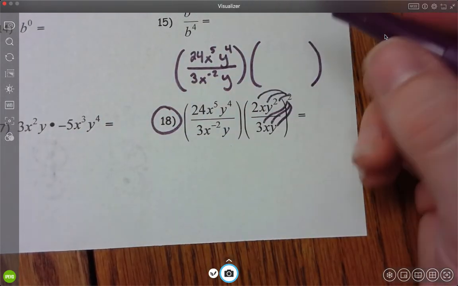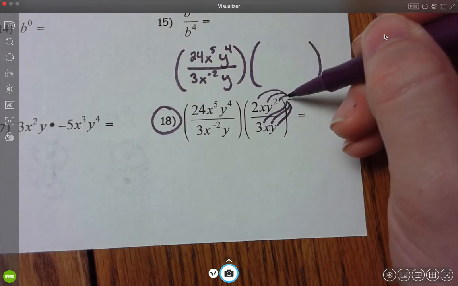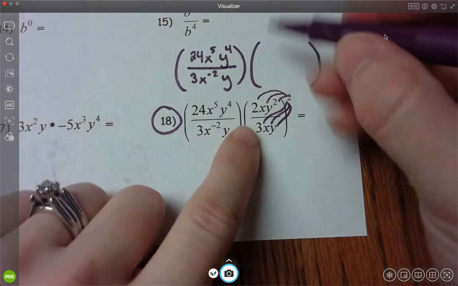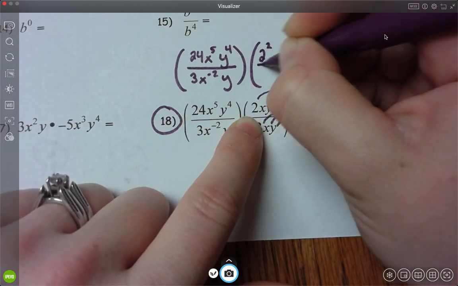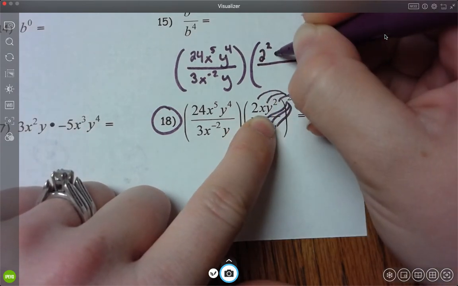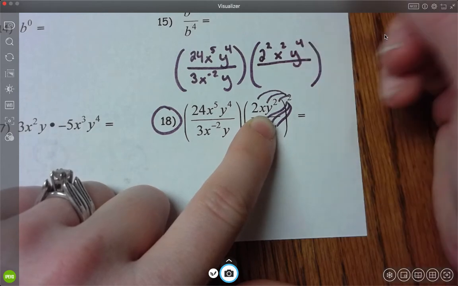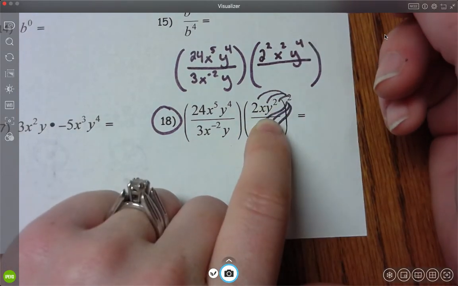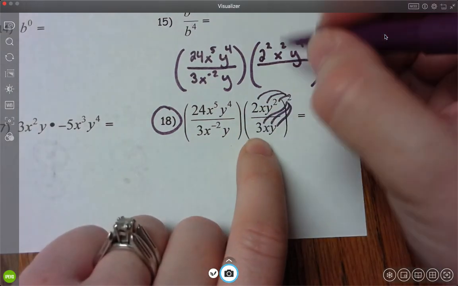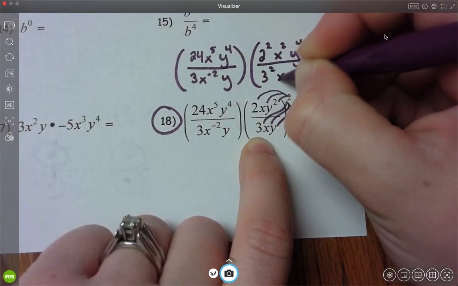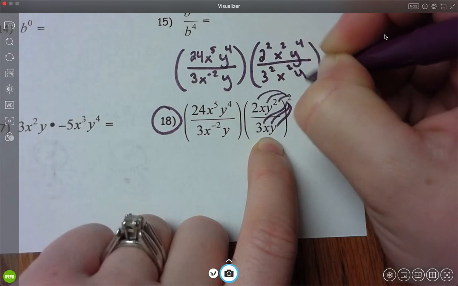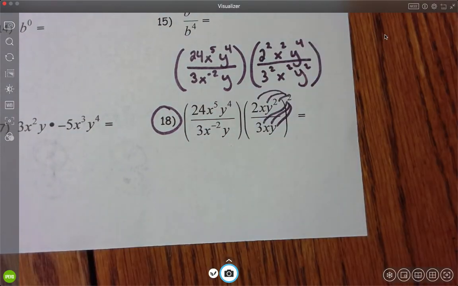So I'm going to distribute the 2 through. So I have 2 to the 2nd power here. 2 to the 2nd power. Okay. I have x to the 2nd power and y to the 4th power. So if I distribute that 2 through, that's what my top will look like. On the bottom, I will have 3 to the 2nd power, x to the 2nd power, y to the 2nd power. Okay, so that's what he will look like on the bottom.